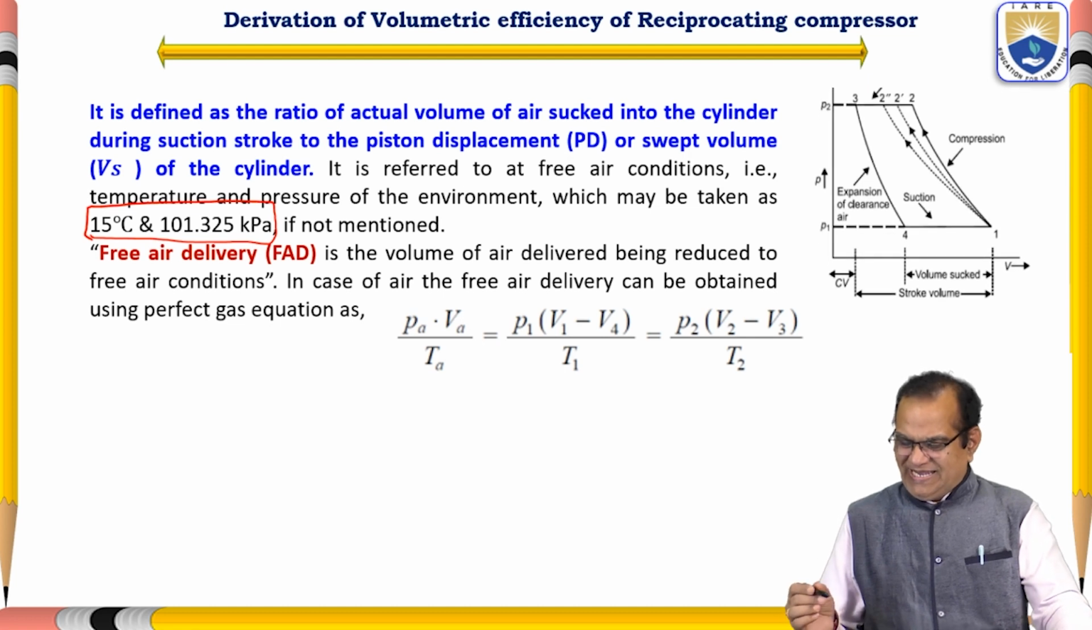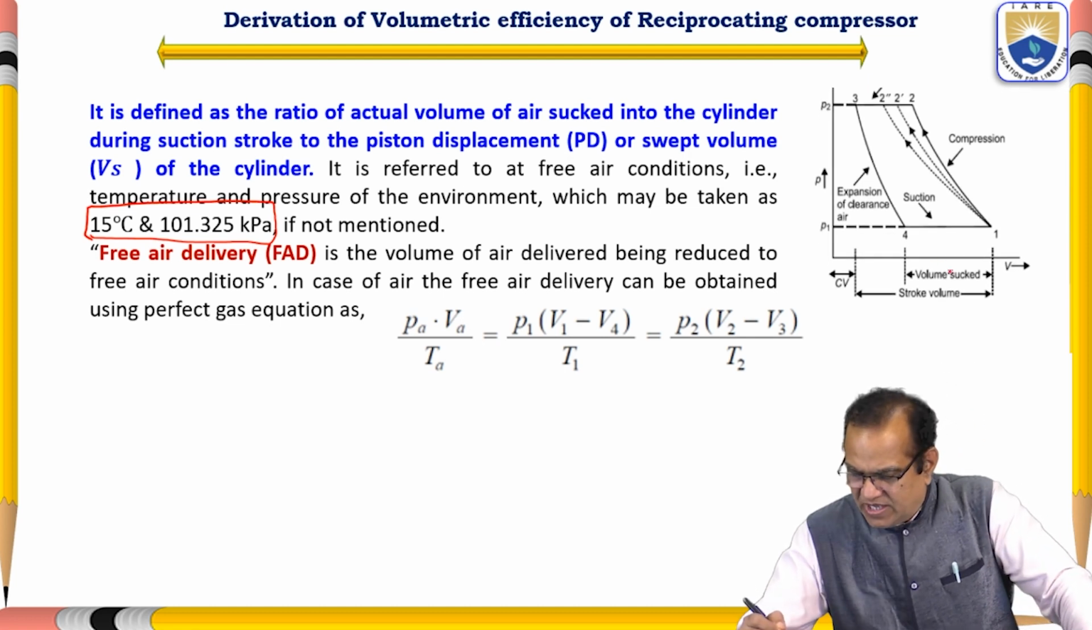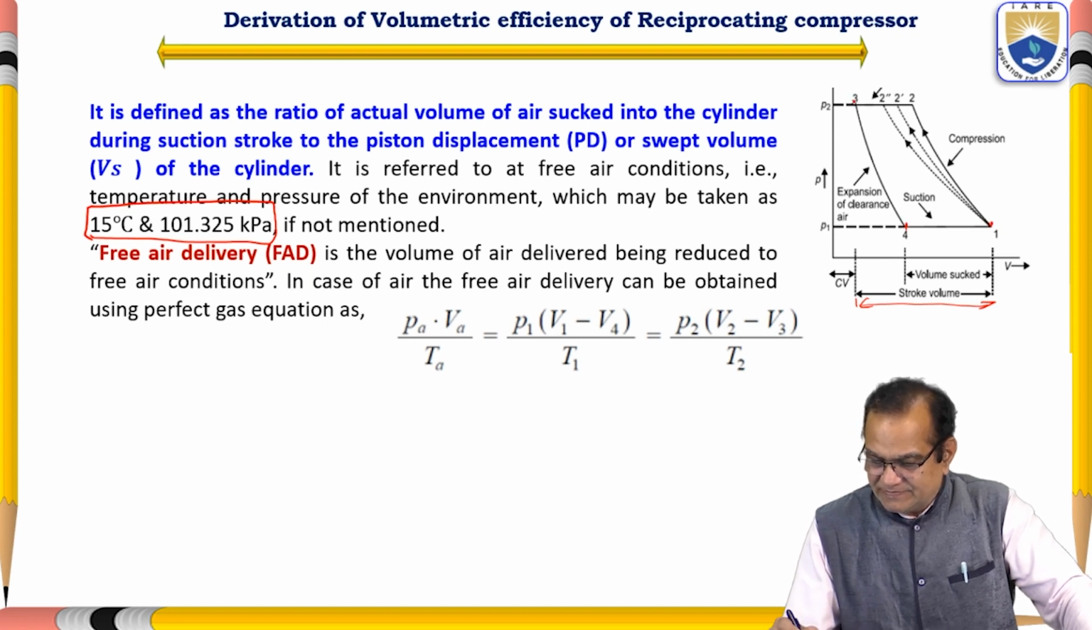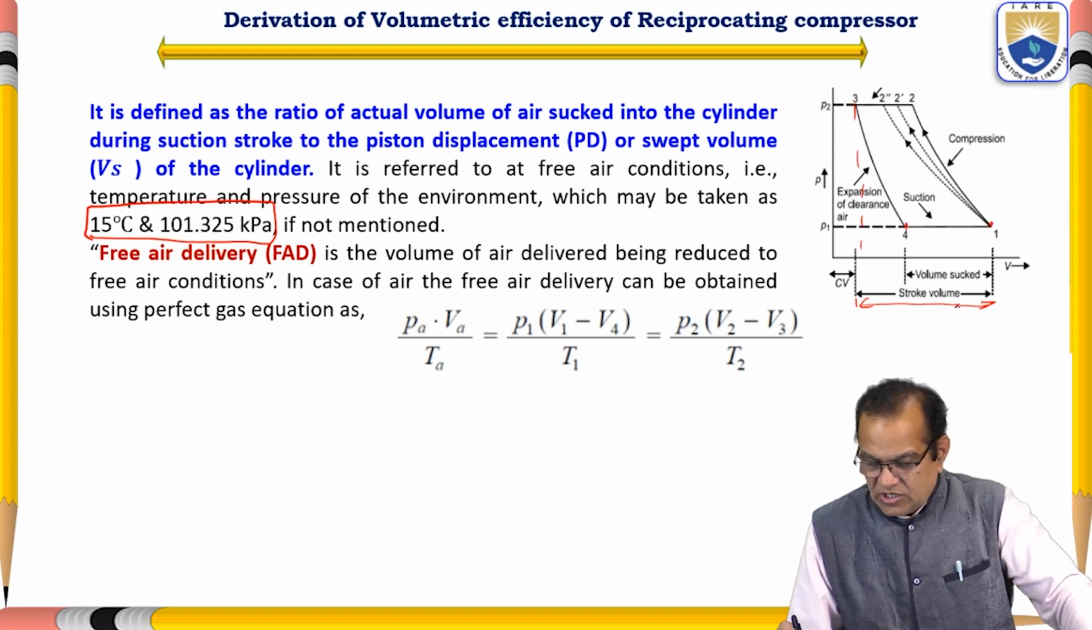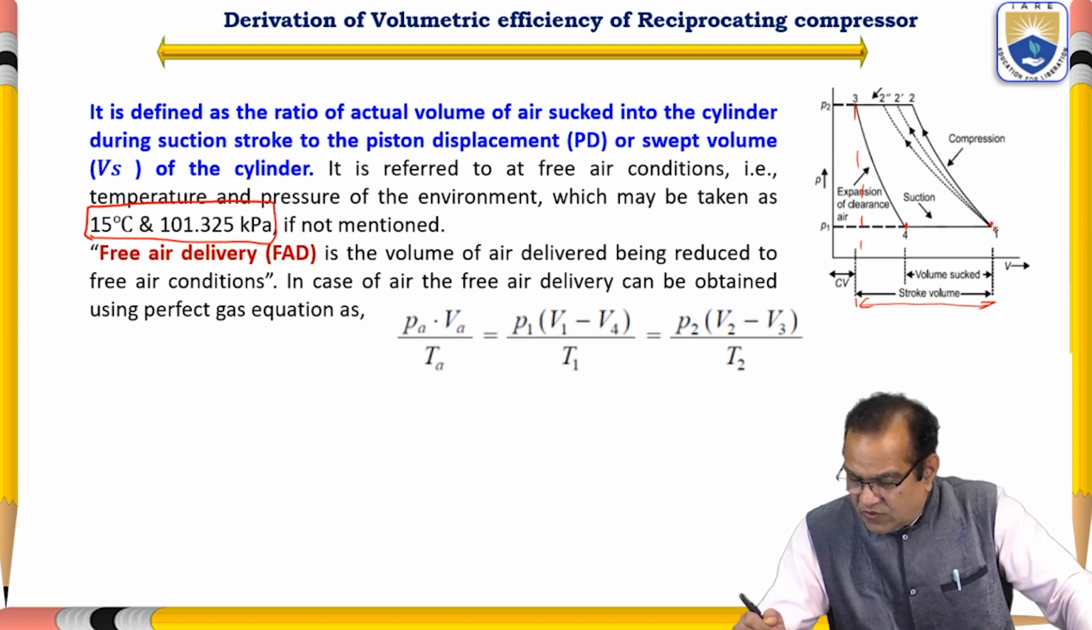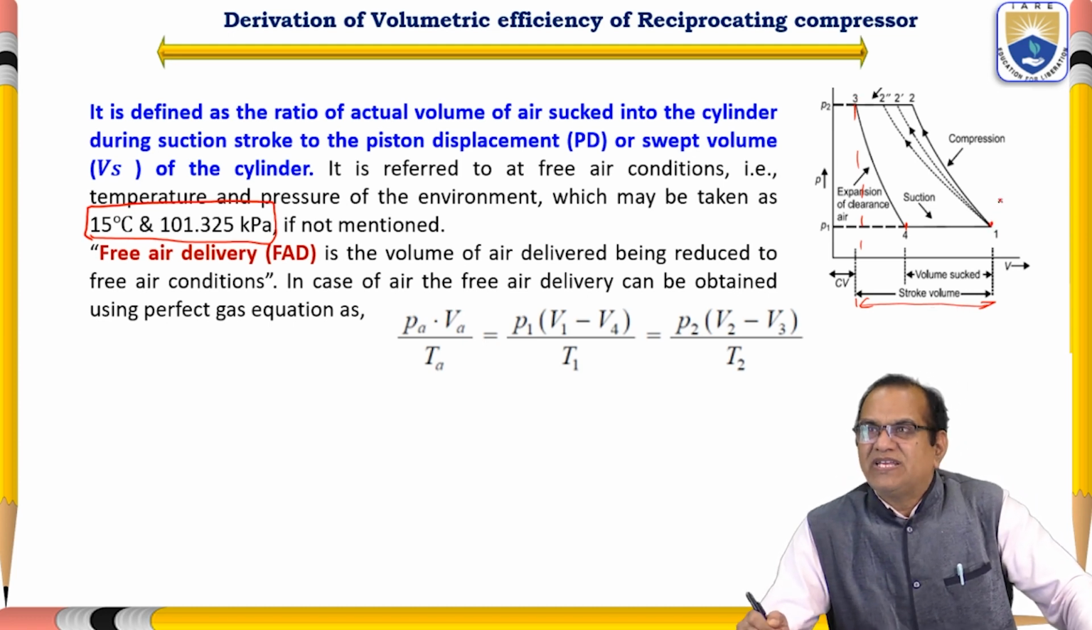So here you can see in this diagram. From here to here is the stroke volume, and this is the volume sucked. So here, if you see, this is V1, this is V4, this is V3, and this is V2.